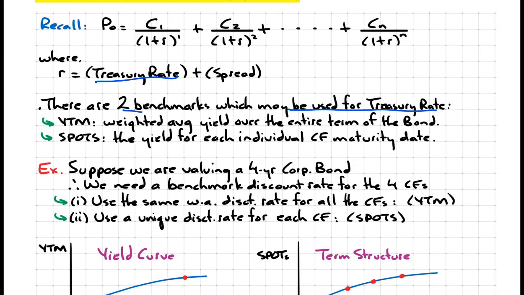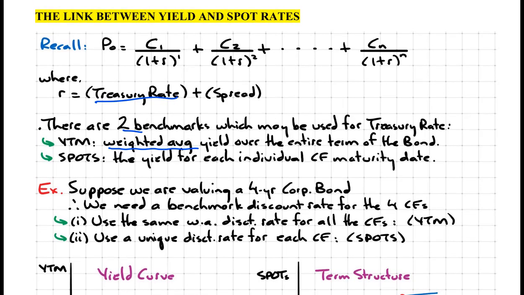The first benchmark rate would be the yield to maturity on the Treasury itself. And this is the weighted average yield over the entire term of the bond. So if the bond's term is 5 years, we would pick the 5-year yield to maturity. And what that 5-year yield to maturity reflects is the weighted average required return over that entire period. So you're using the same average 5-year rate to discount all these future cash flows.